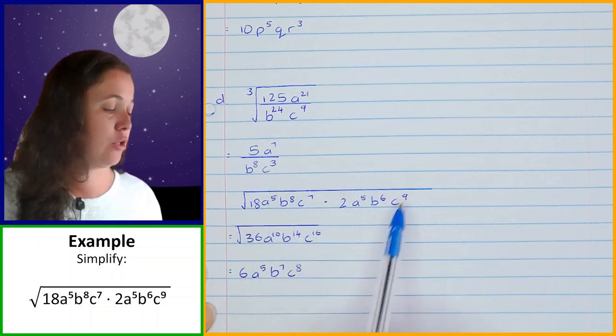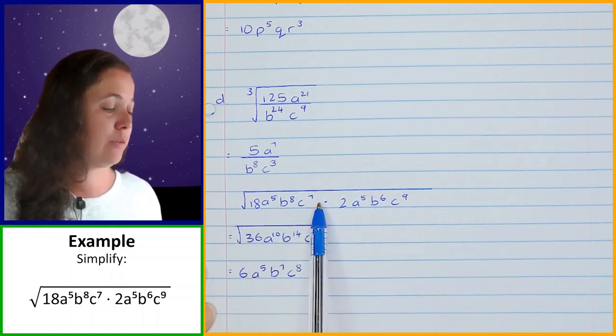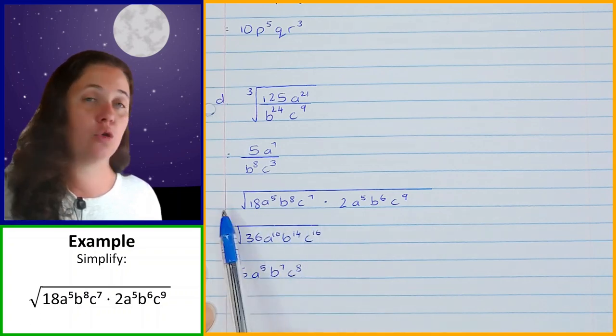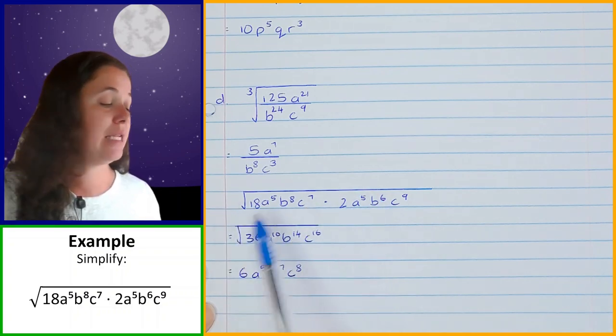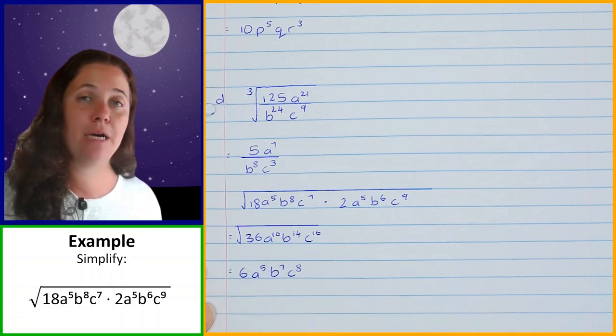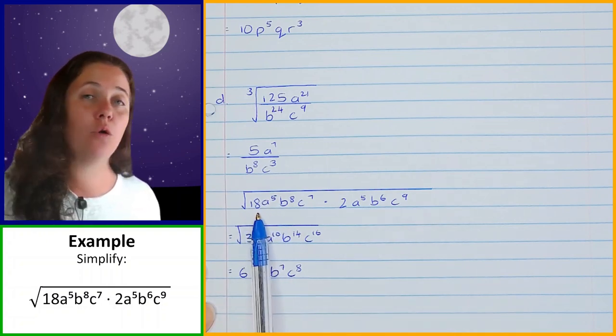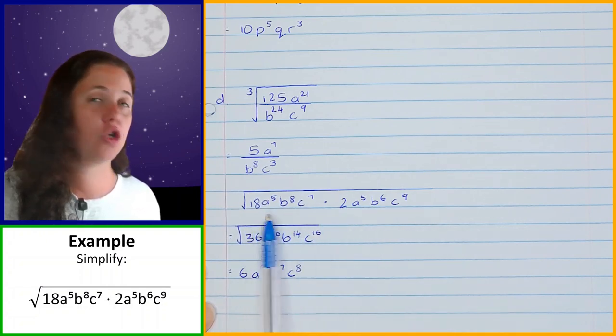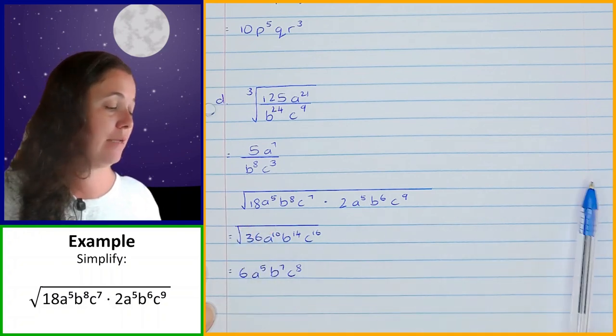So if you get an example like this, where you have things that are being multiplied together under your root sign, and you can simplify it, then simplify it first, and then find your root. If you are looking at numbers like this that can't be rooted as they stand already.